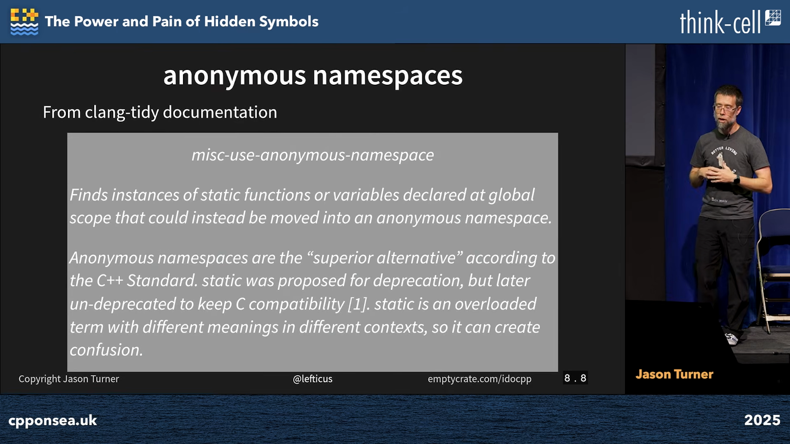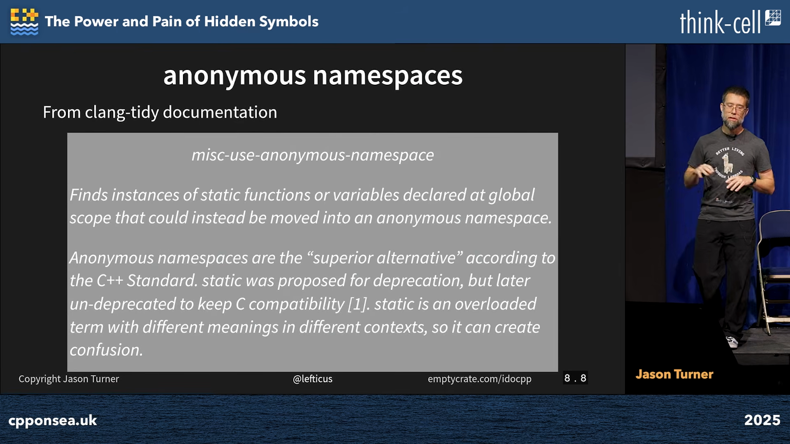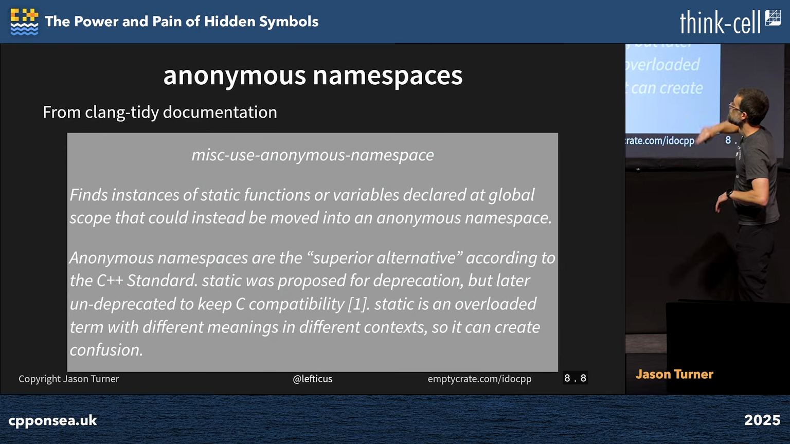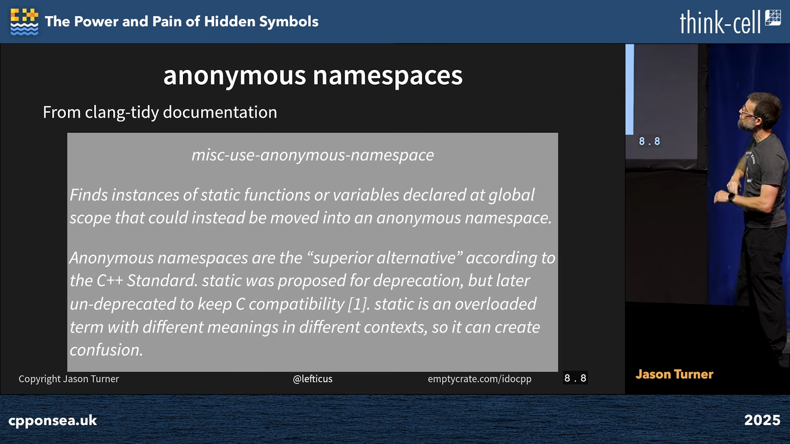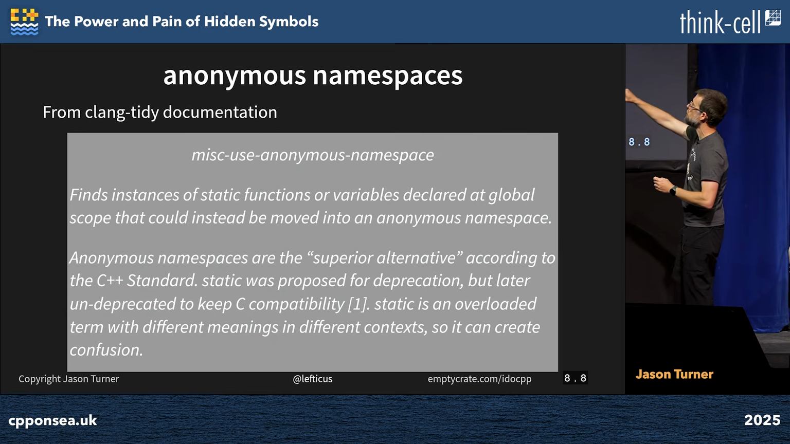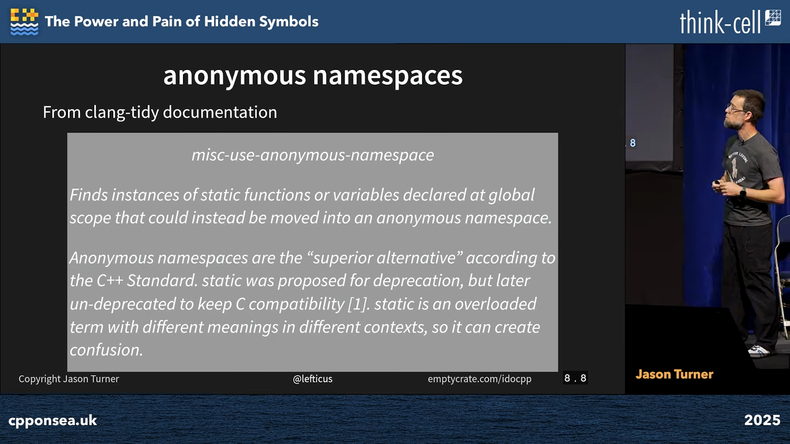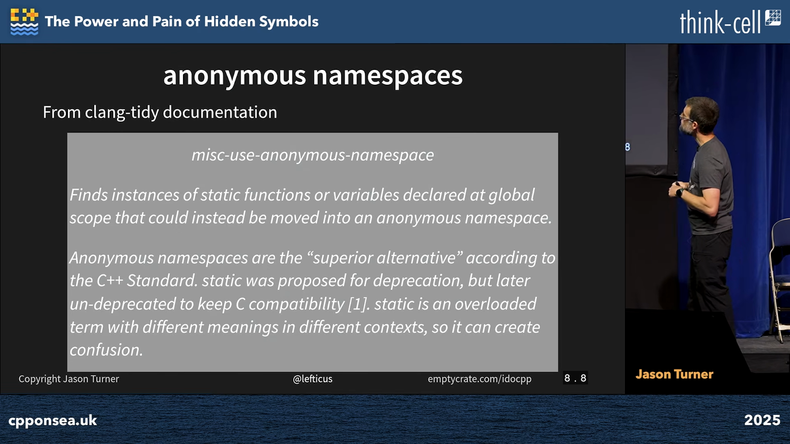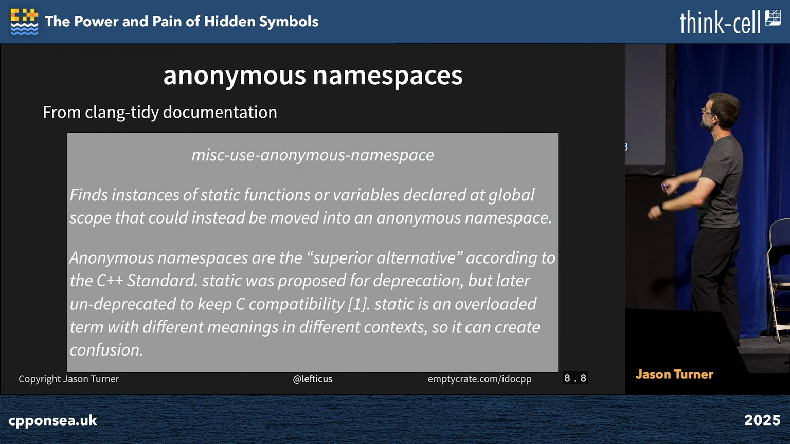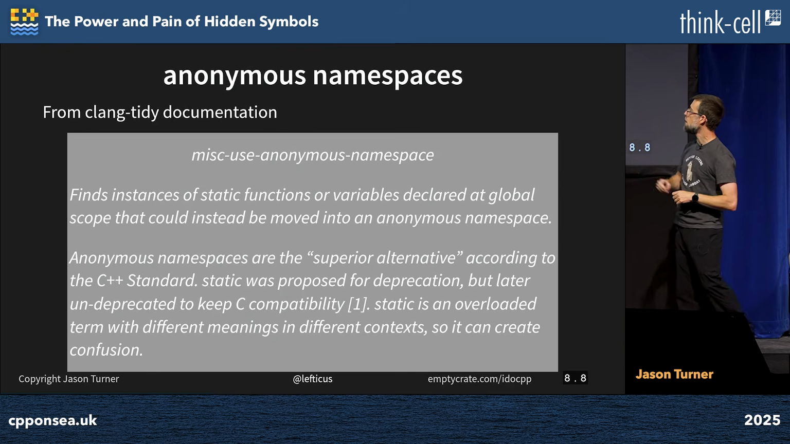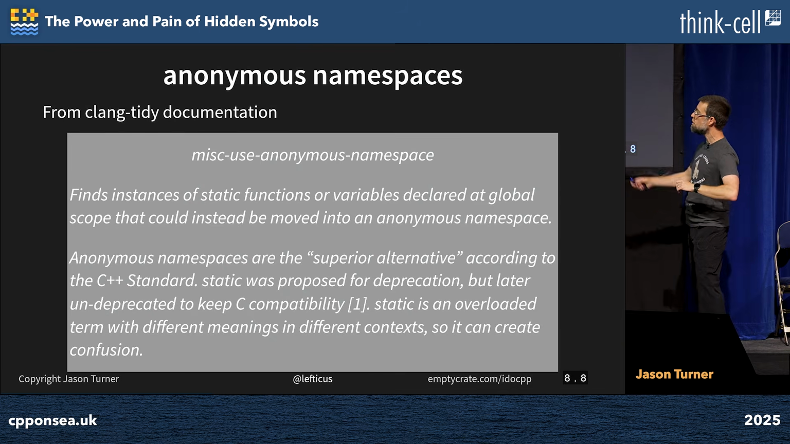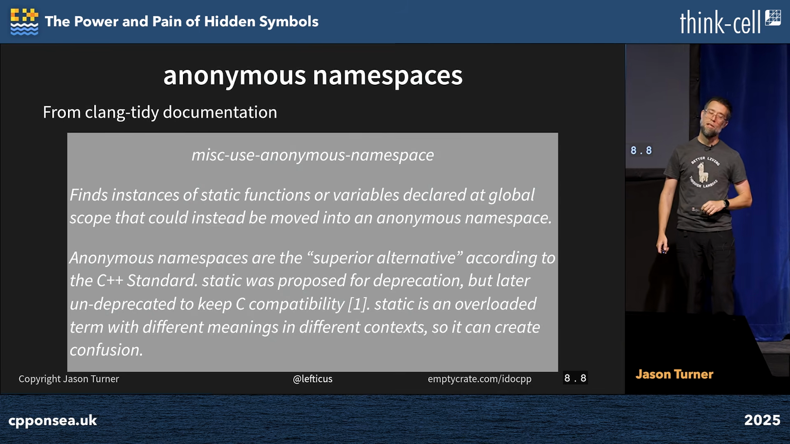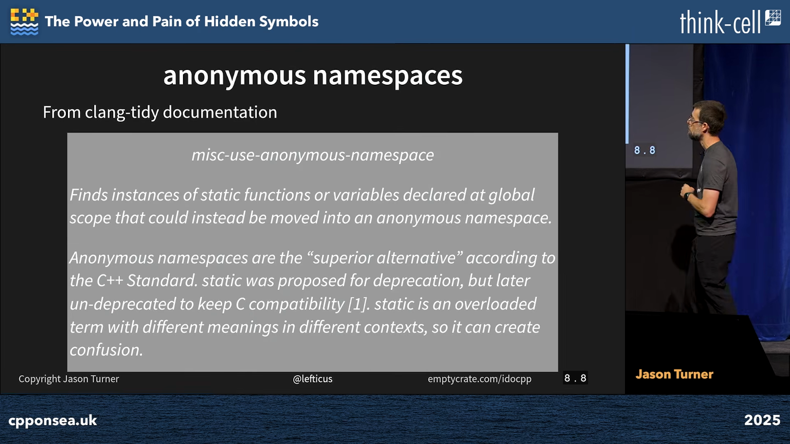So this is, by the way, Clang Tidy recently-ish, I think, added this fix. Use anonymous namespace. Finds instances of static functions or variables declared at global scope that could instead be moved into an anonymous namespace. Anonymous namespaces are the, quote, superior alternative according to the C++ standard. Static was proposed for deprecation, but later undeprecated to keep compatibility with C. We love having as many use cases of static as possible in the language.